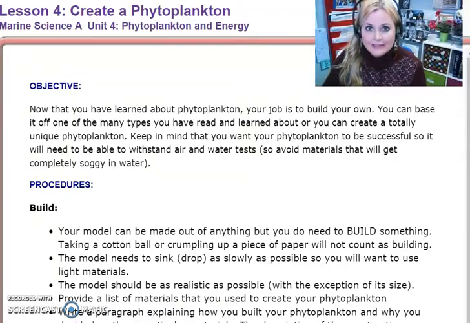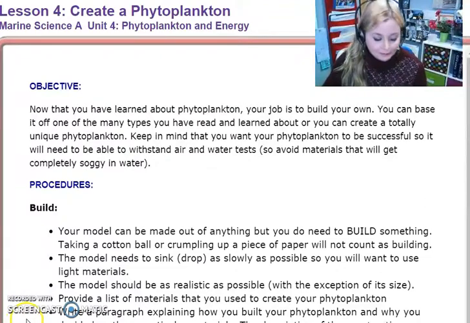So I'm going to modify this just a little bit, only in that I'm not requiring that the plankton that you make be a phytoplankton. You can make a zooplankton if you want to. Either one will be fine because in this unit we're learning about both phytoplankton and zooplankton. So, either one would be acceptable.